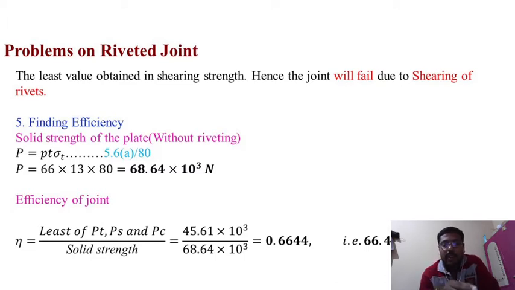Among the three values, 45.61 into 10 raised to 3 is the least value, divided by the solid strength of 68.64 into 10 raised to 3. Therefore the efficiency of the joint is equal to 66.44 percent. So the overall efficiency of the joint is 66.44.